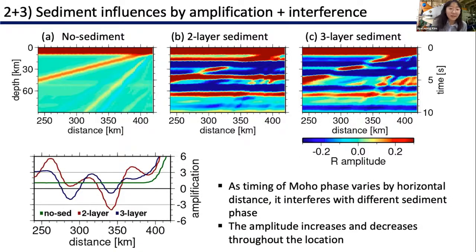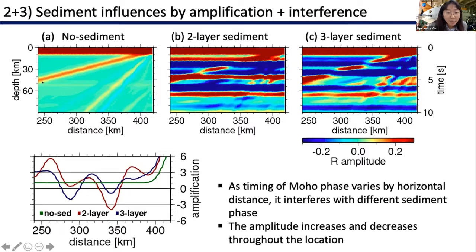The second character and the third character overall influence the amplitude of the receiver function image while using the OBS data. A, B, and C are showing the synthetic radial component waveforms in the case of no sediment, two-layer sediment, and three-layer sediment. I brought these B and C to let you realize that different sediment structures have a very different effect, like B and C.